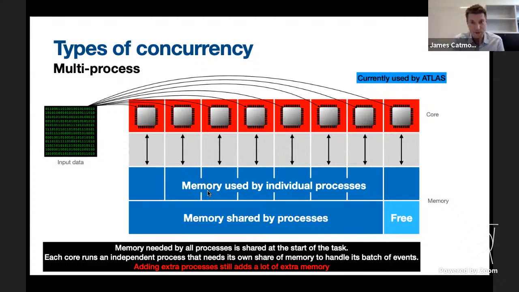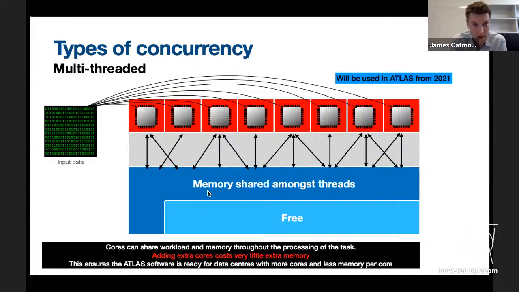And then the kind of software that we will use from 2021 is called multithreading. This is much more sophisticated. And with multithreading, the memory is shared all the way through the computing task. And this means that adding extra cores takes far less memory. It means that we can add extra cores very cheaply, by which I mean they don't add very much extra memory. And this means that the software is ready for data centers that provide large numbers of cores, but not very much extra memory per core. So this is how we will be working in ATLAS from 2021.